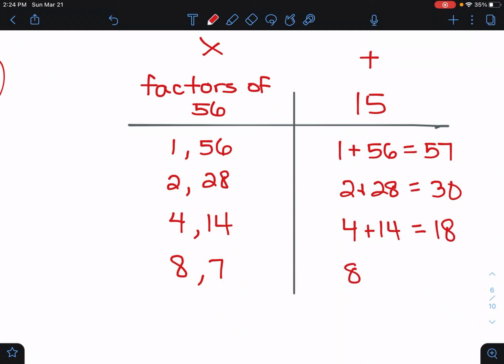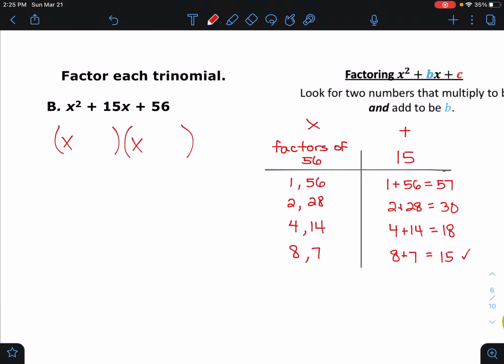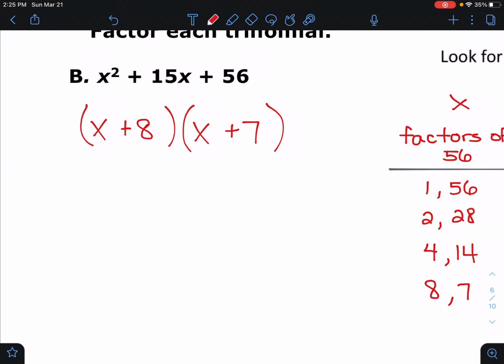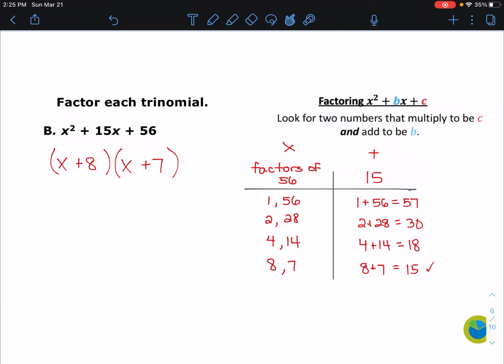Nope. 8 plus 7. Ooh, yep. There we go. That's the pair that I want to use. So I'm going to write, notice they're both positive, so I'm going to put plus 8 and plus 7. So my answer here would be x plus 8 times x plus 7. That, if I were to multiply this back this way, would give me x squared plus 15x plus 56. So we've just factored x squared plus 15x plus 56. Cool.